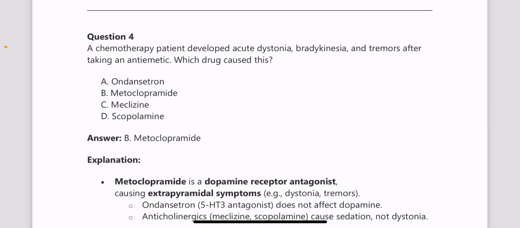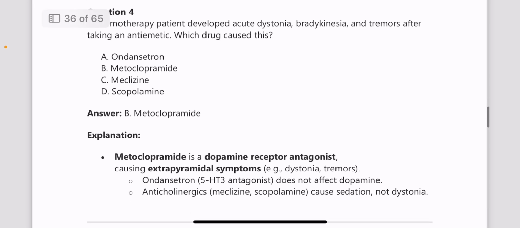Next, a chemotherapy patient developed acute dystonia, bradykinesia, and tremors after taking an antiemetic. Which drug causes this? Answer is metoclopramide. It is a dopamine receptor antagonist, and it's a drug which causes extrapyramidal side effects. So that is why metoclopramide is not always preferred, because of this major side effect it has.